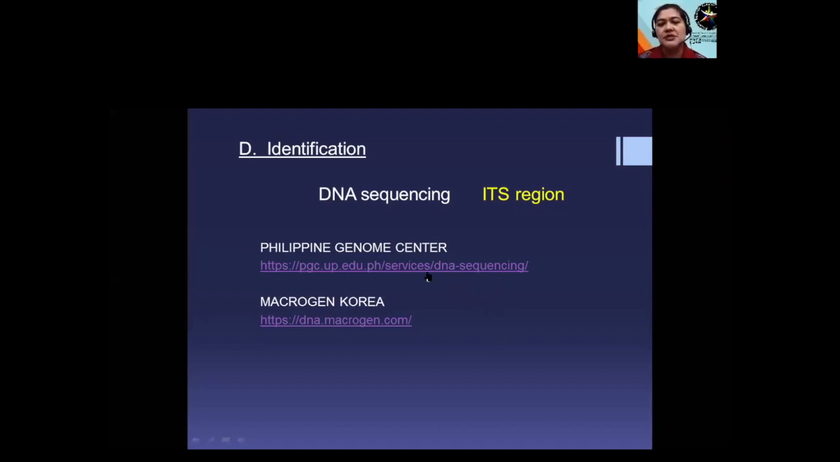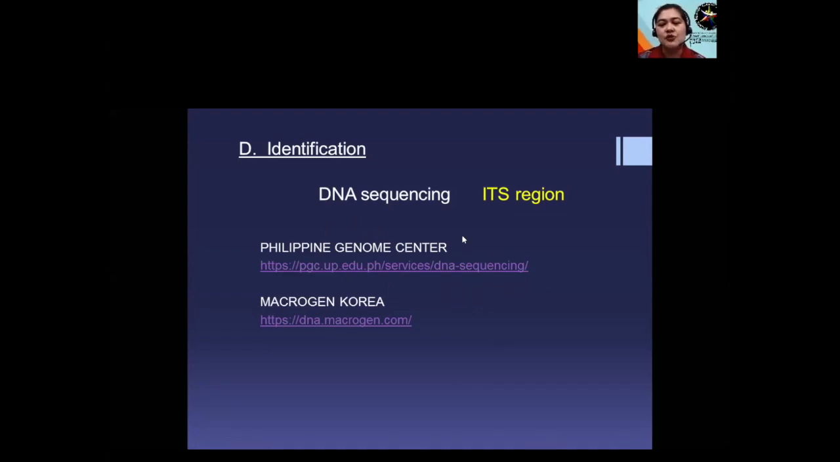Kung sa Philippine Genome Center po kayo, actually maganda. Kasi gagawa kayo ng appointment tapos tanungin na rin po ninyo kung gusto ninyong manood habang nag-extract sila ng DNA. Okay? Maganda pong experience yun. Panunuorin ninyo kung paano nila ipaprocess.